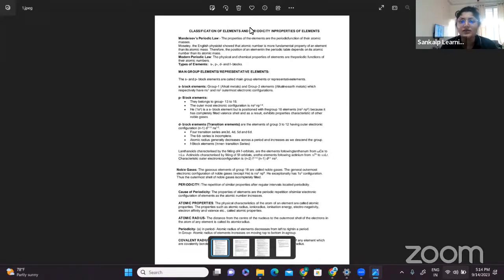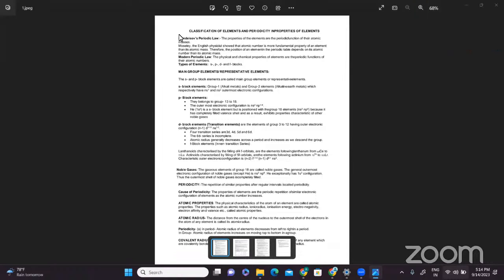Later, another scientist came, who was Mendeleev. Mendeleev's periodic table. By the time Mendeleev started studying the periodic table, many elements had been discovered. So what was Mendeleev's periodic table? What was his law?